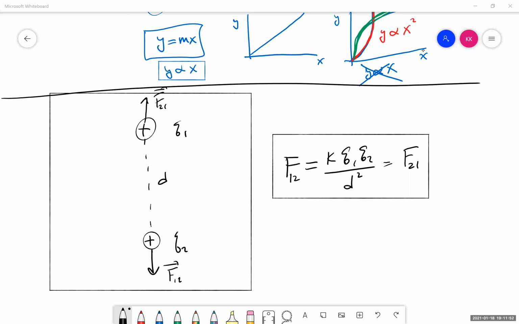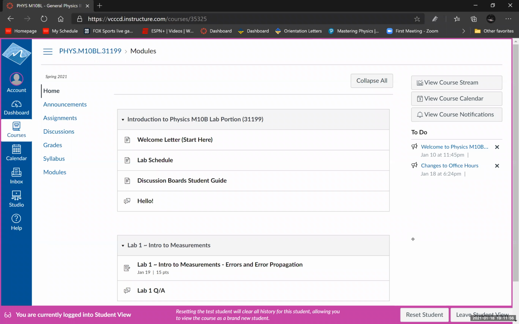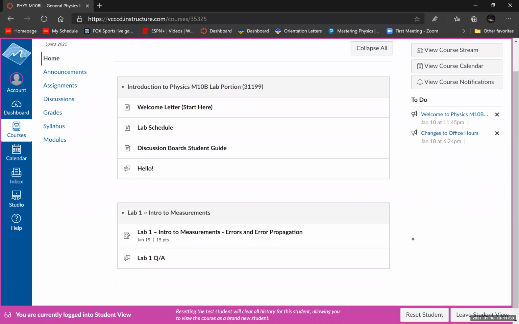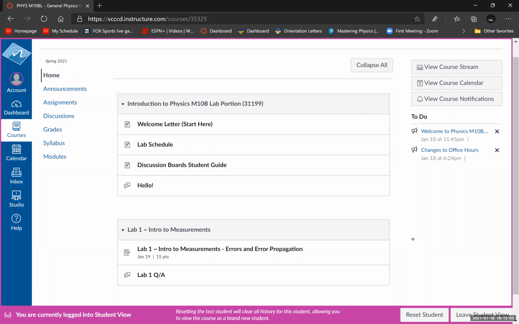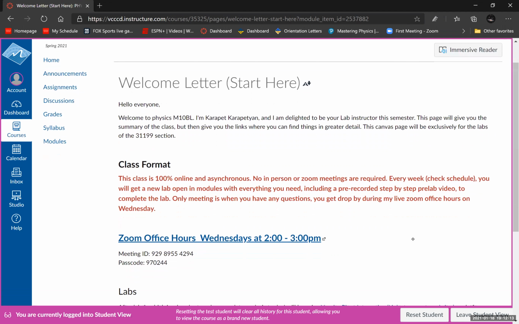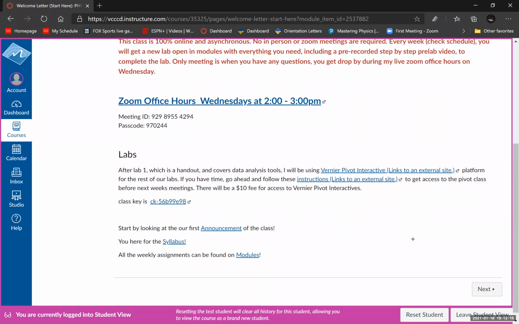All right, so let's go to our Canvas page. This is what you should be seeing. This is a student view. I have lab one, and here I have the lab schedule. Here I have a welcome letter. If you click on the welcome letter, you should be given information about the lab registration and everything for Pivot Interactive.